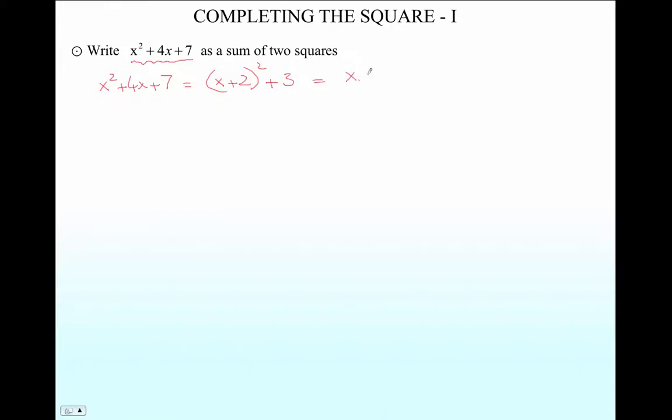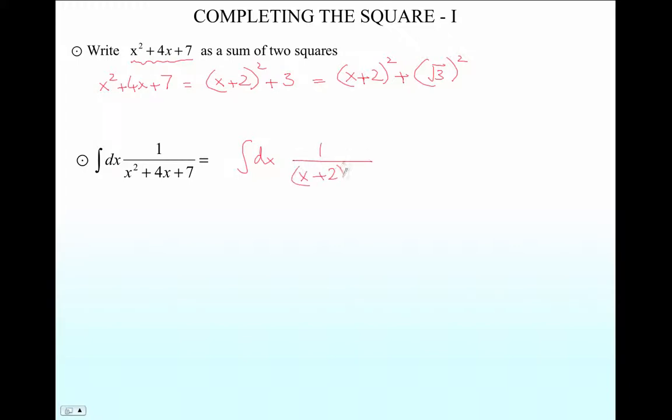And now if we are told to write it as a sum of two squares, that's no problem because we can keep the first one as it is, and square root of 3 squared will be then the second number whose square is to be added on. But what we really want is this integral. And so this is dx, 1 over x plus 2 squared plus square root of 3 squared.